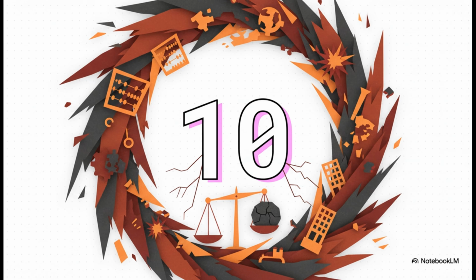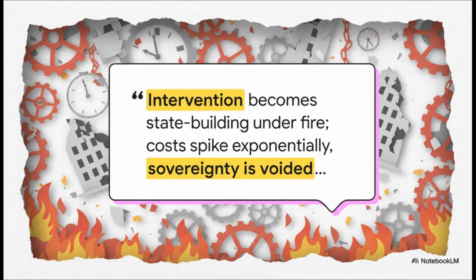And that's what leads to the final tragic endpoint of this scale, level 10. At level 10, the invasion might have succeeded, but the state itself completely collapses. Suddenly, the occupying power is responsible for, well, everything. As the source material puts it so powerfully, intervention becomes state building under fire. The costs just explode, an insurgency begins, and the country becomes a sovereign void. And that's exactly what we saw happen in Iraq after 2003.